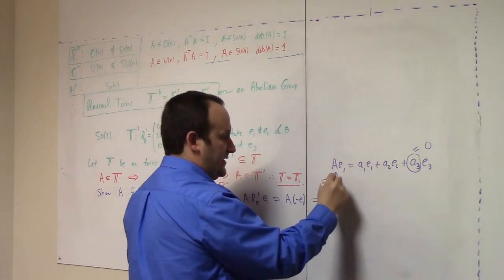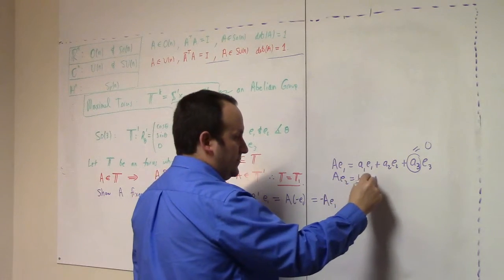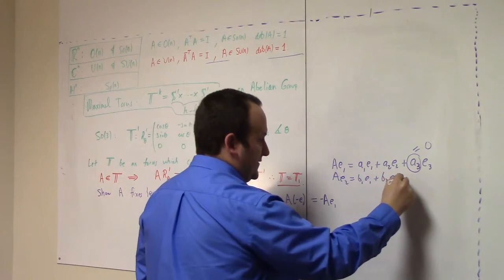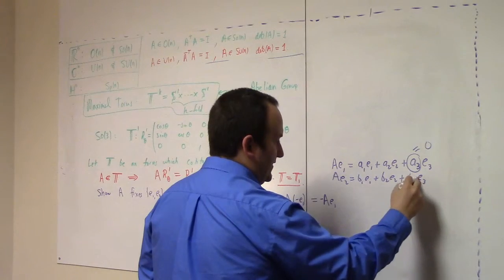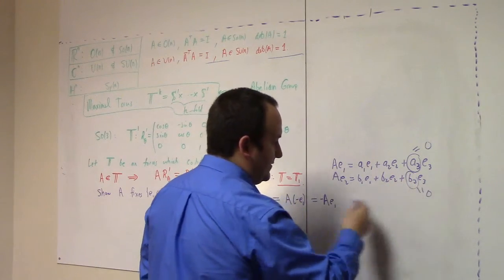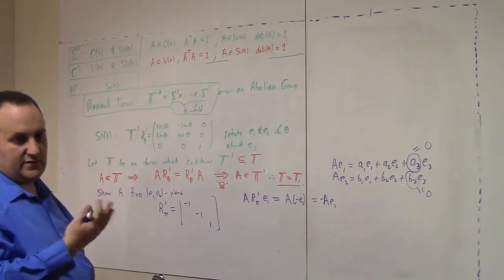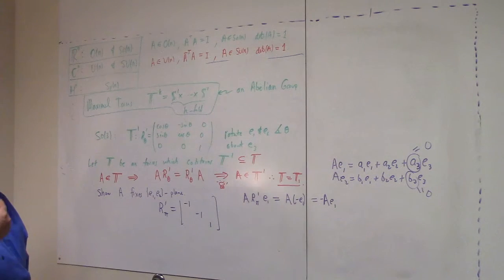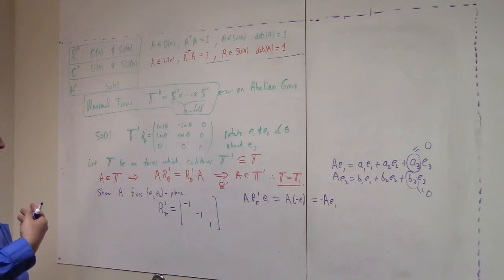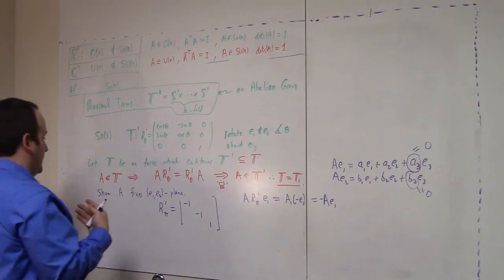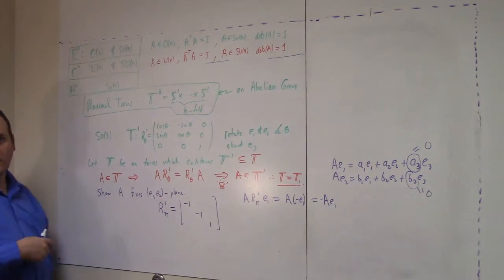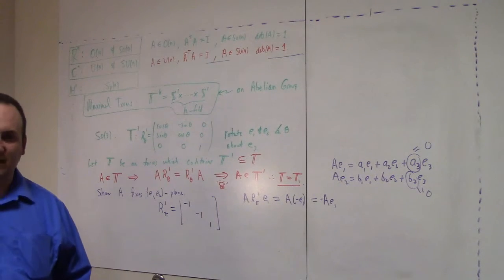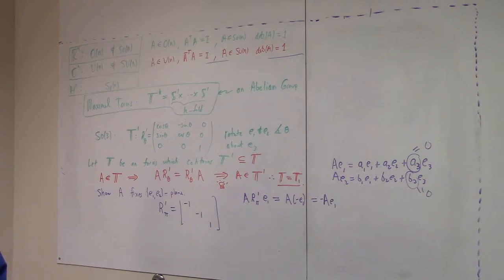And likewise, if we let A E2 equal b1 E1 plus b2 E2 plus b3 E3, our goal is then to show that this is also equal to 0, right? If you can show those two things, then you've got at least that A fixes the E1 E2 plane. But you know what? A is also in SO3, so it's not just any old thing. It's already a rotation.